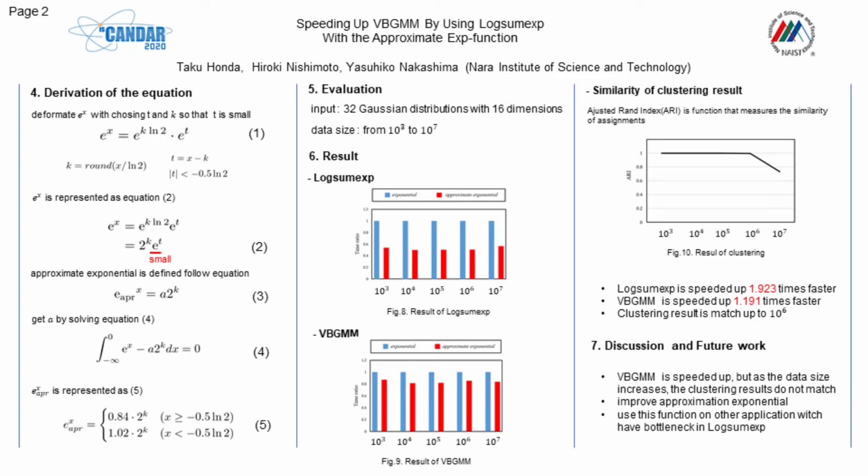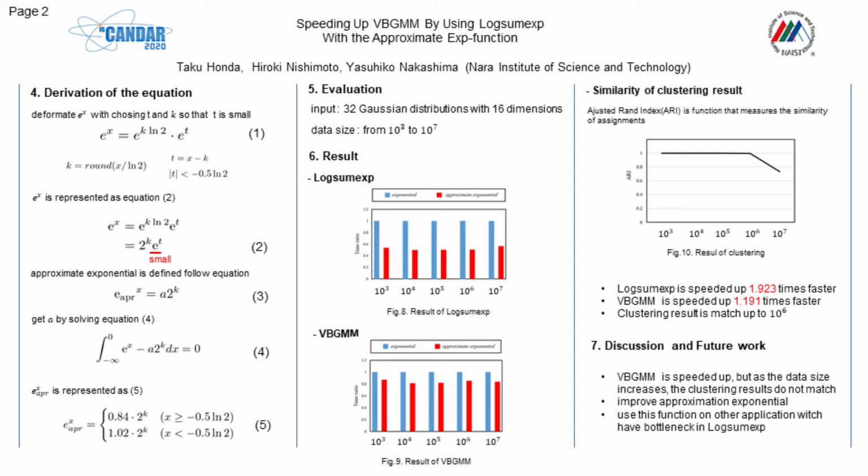Next, section 5, I explain about the evaluation of VBGMM using the original and approximate exponential. The input data of clustering is 32 Gaussian distribution with 60 dimensions. And we change the data size from 10 to the 3rd to 10 to the 7th.